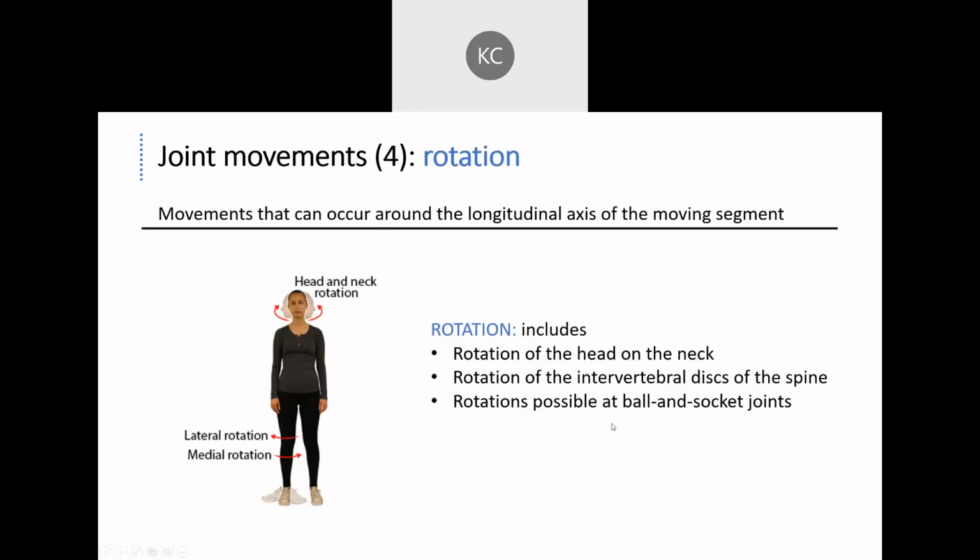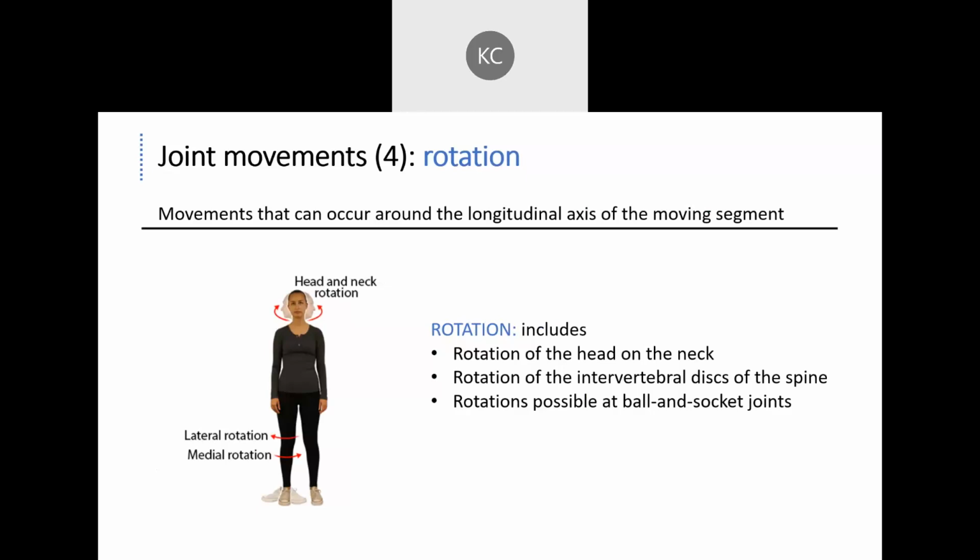Our ball and socket joints are very good at this. So things like your hip, things like your shoulder as well. You can do this for the head and neck, right? So you can look to the left, you can look to the right, you're just rotating, and you have some degree of rotation in your back as well, with your intervertebral discs, okay? So these here, flexion, extension, abduction, adduction, circumduction, and rotation, are relatively common and relatively straightforward, okay?